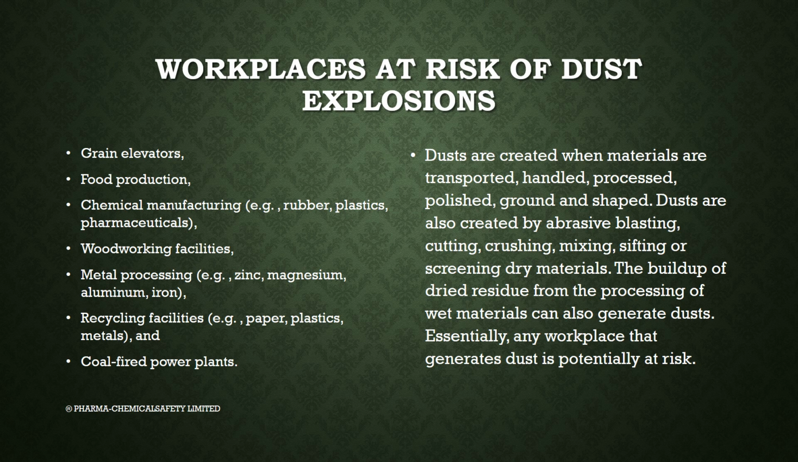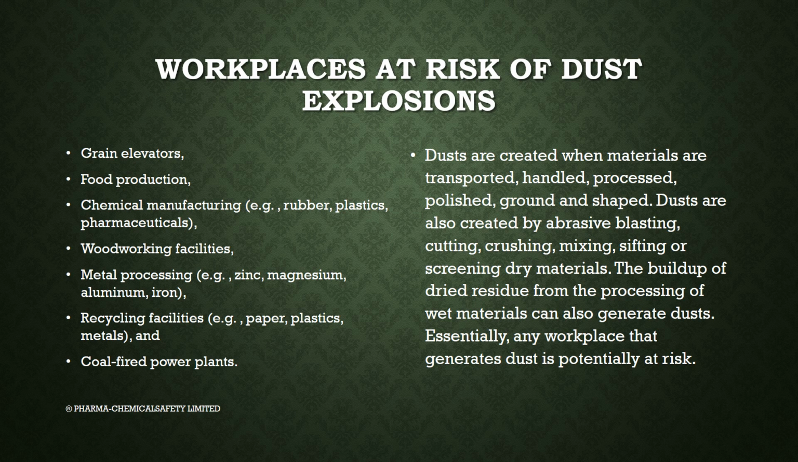The risk of explosion due to a combustible powder can be found in different industries. In grain, like the food industry or the agricultural industry, such as grain elevators, or during food production. In the chemical or pharmaceutical industry, when you produce APIs, for example, or you produce rubber, plastics. In woodworking facilities, the wood powder is very combustible. Metal processing, such as zinc, magnesium, aluminum. Recycling facilities, the same: paper, plastic, metals. Those powders can be combustible as well, or coal-fired power plants.